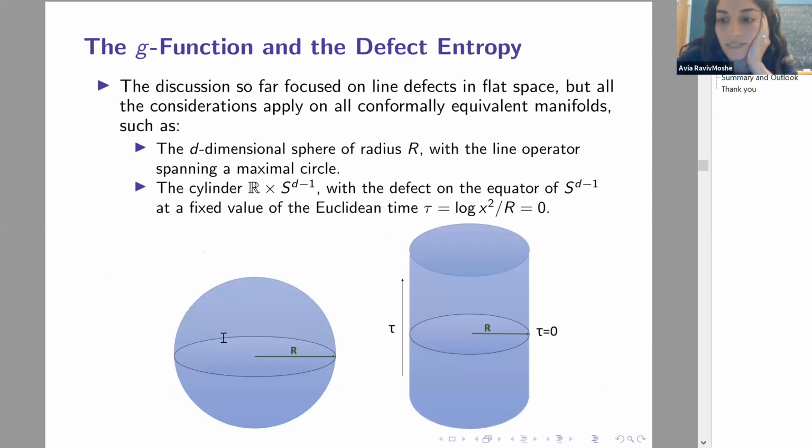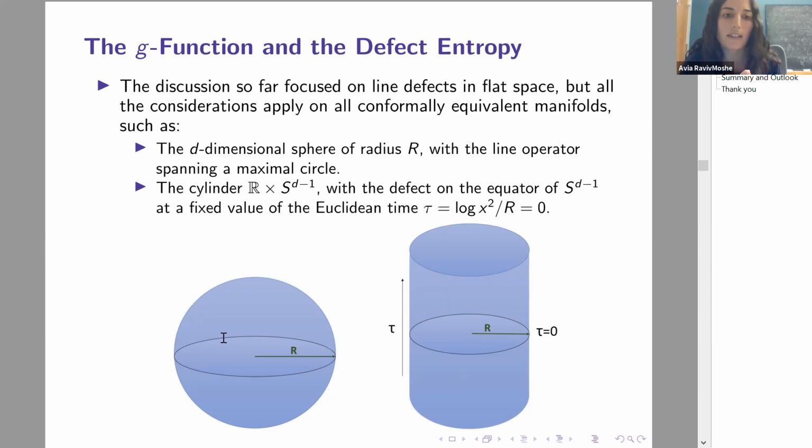Should I continue? Okay. So now one more comment before I define the G function and the defect entropy. The discussion so far has focused on line defects, circular lines inside a bulk that is just flat space, but all the considerations apply equally well on all conformally equivalent manifolds.